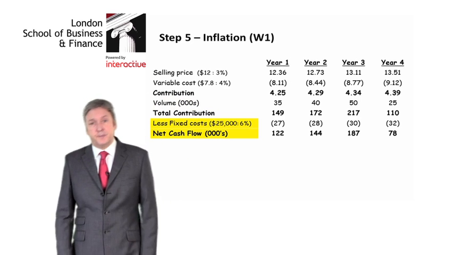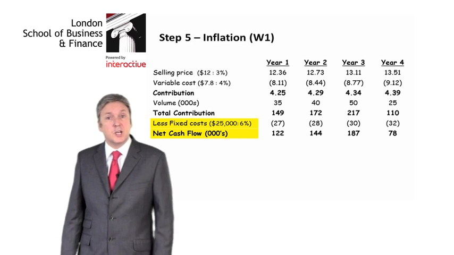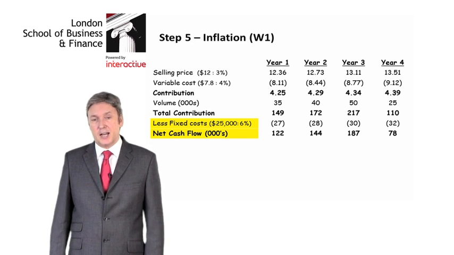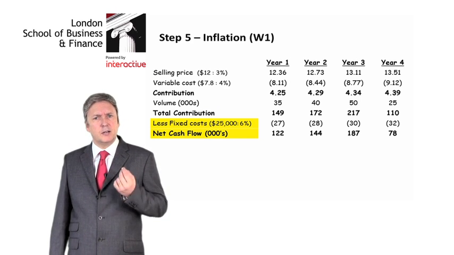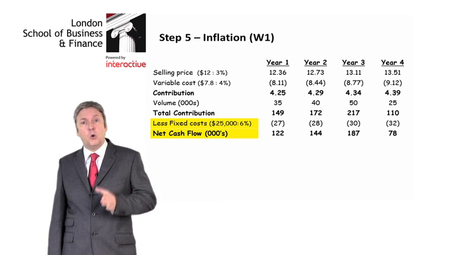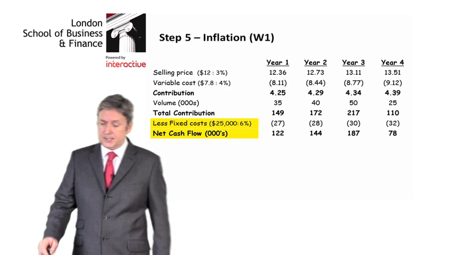And then we deal with the fixed costs. If you remember, we had to inflate those up at 6%. And once we've inflated those up at 6%, then we can get our net cash flow, or what we tend to call the net trading revenue. If you wish, it is the net cash flows of all the operating cash flows, inflows and outflows, the day-to-day stuff.